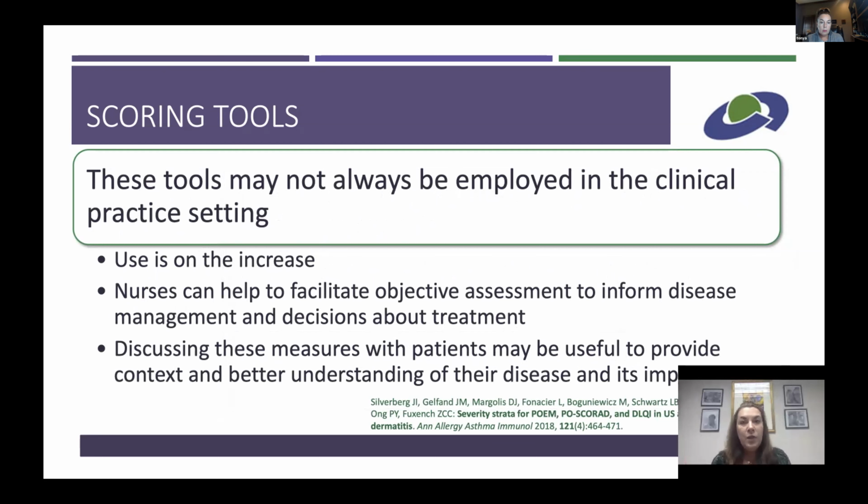Although we know that the use is on the rise, nurses can be critical to help facilitate objective assessment and really to inform the doctor about disease management and the patient decisions about treatment. So discussing these measures with patients and providing that context really does aim to help achieve better outcomes.